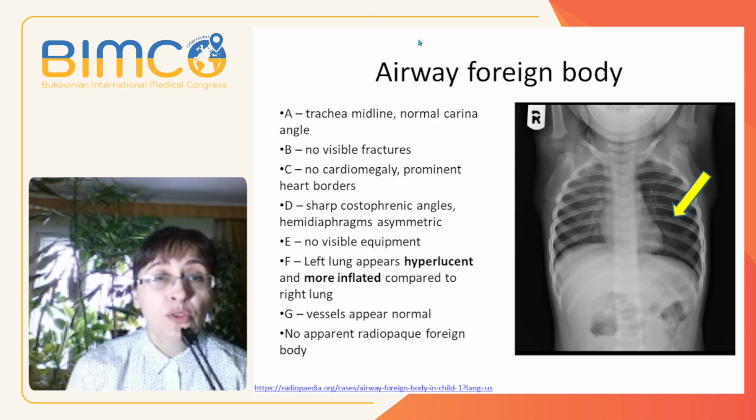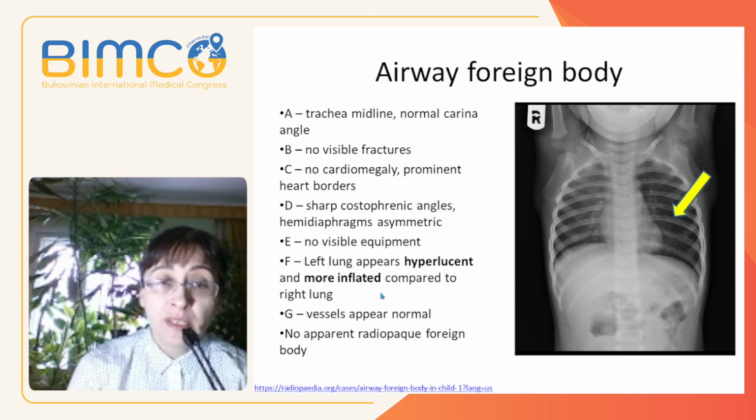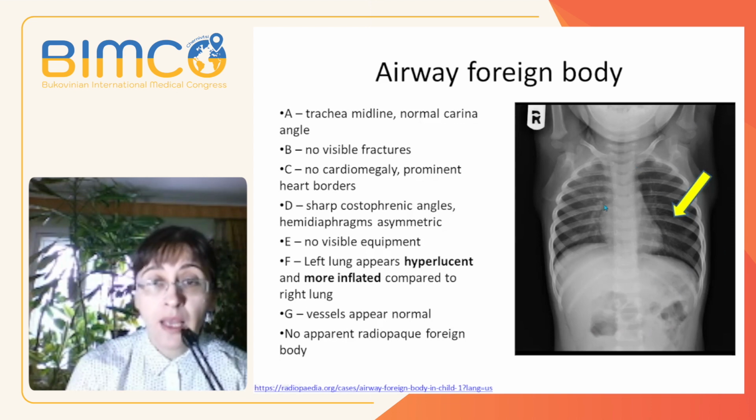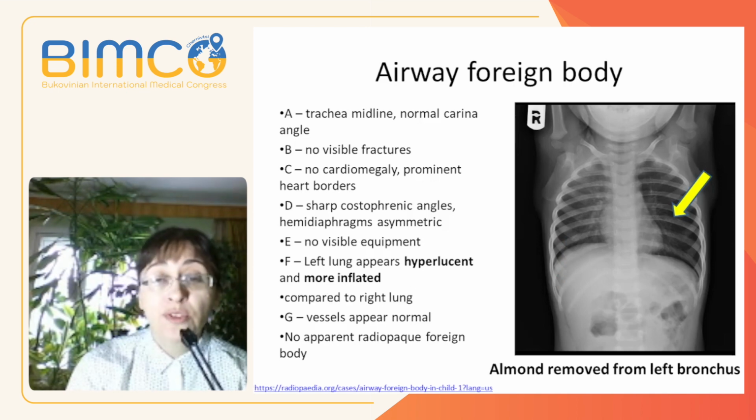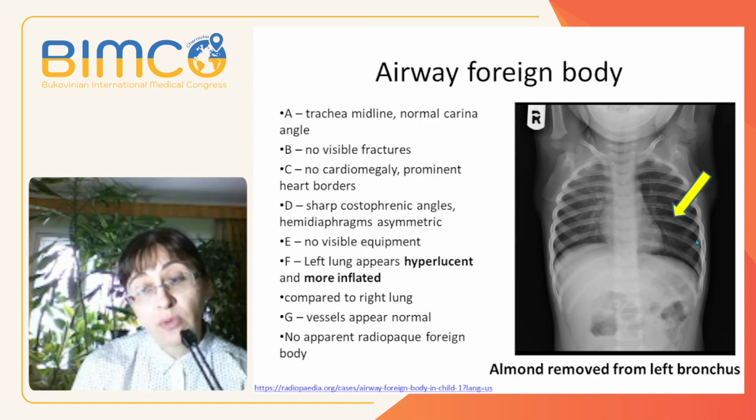If we go through our strategy of assessing the chest X-ray step by step, at stage F, where you compare the lung fields, you see that the left lung appears hyperlucent and more inflated as compared to the right lung, which may be the clue to suspect foreign body aspiration in this case. And later on, an almond nut was removed from the left bronchus in this child. So in this case it was a left-sided foreign body.